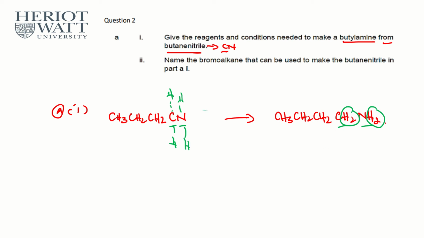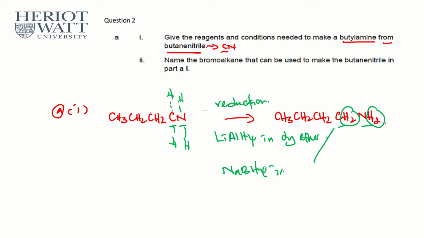And when you're adding hydrogen into an organic molecule or compound, we call that reduction. So this is actually a reduction reaction. So if it is a reduction, of course, we will need a reducing agent. And what reducing agent can we use? LiAlH4, lithium aluminum hydride in dry ether. Either this or NaBH4 in alcohol. So either one can be used as a reducing agent, then you will get the nitrile converted into an amine. So you're just adding 4 hydrogen atoms into the CN so that you get butylamine. So this is the answer for part A1.